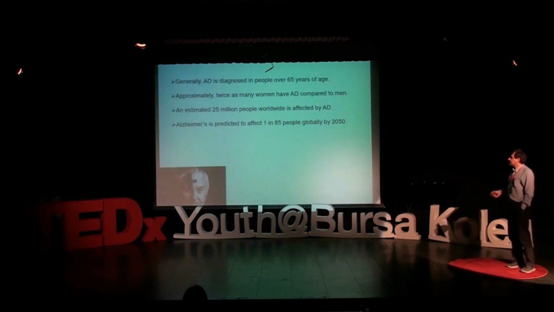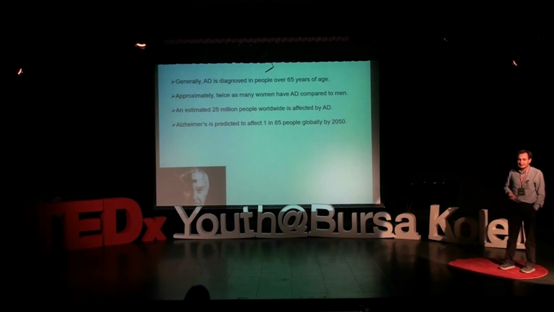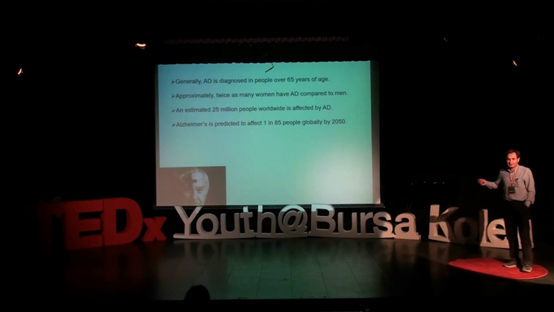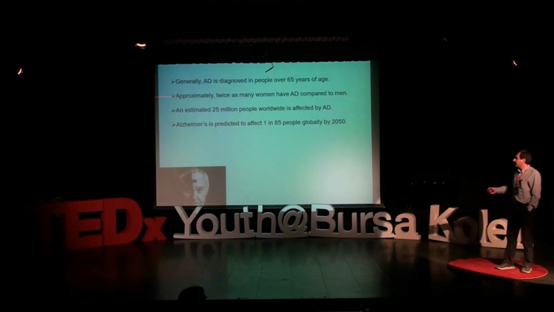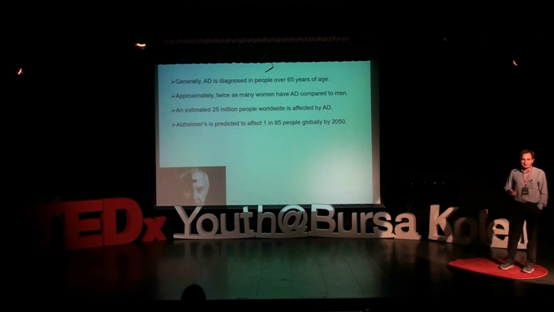Generally, Alzheimer's disease is diagnosed in people over 65 years of age. Approximately twice as many women have Alzheimer's disease compared to men. So there's women domination here. An estimated 25 million people worldwide are currently affected by Alzheimer's disease, and this is expected to be around 100 million by 2050.